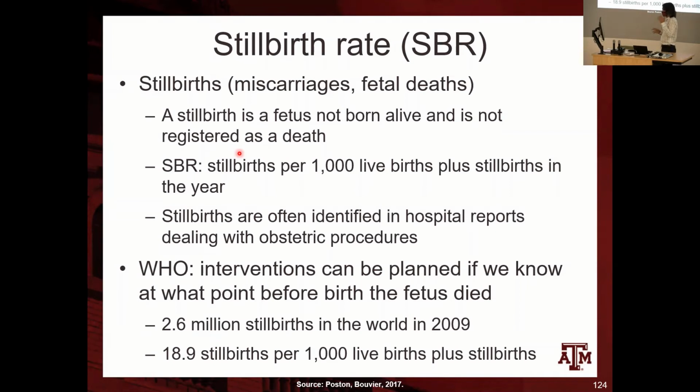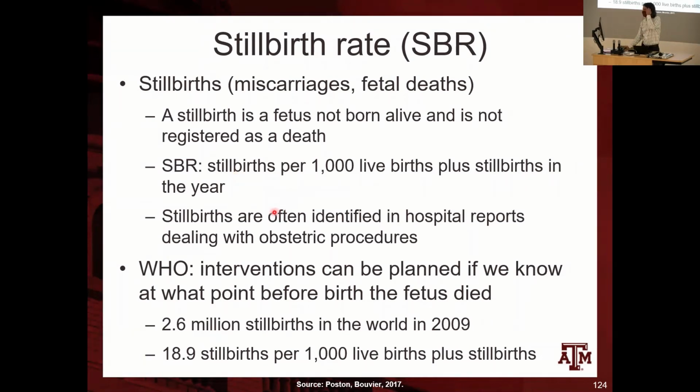And how is the stillbirth rate, the SBR, calculated? It is stillbirths divided by live births plus stillbirths. So the denominator of the stillbirth rate is different than the previous ones. What was the denominator of the infant mortality rate, neonatal mortality rate, and post-neonatal mortality rate? The denominator of those previous ones was only live births. For the stillbirth rate, we have live births and stillbirths in the denominator. In the numerator, we count stillbirths. And the same way as we did before, we multiply by 1,000.